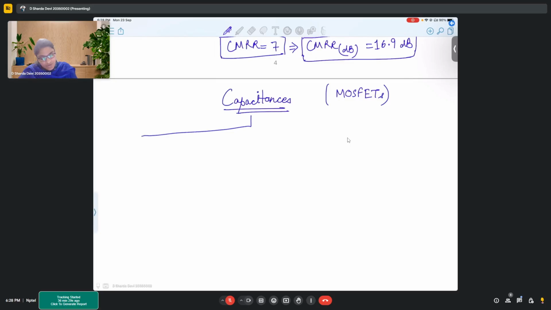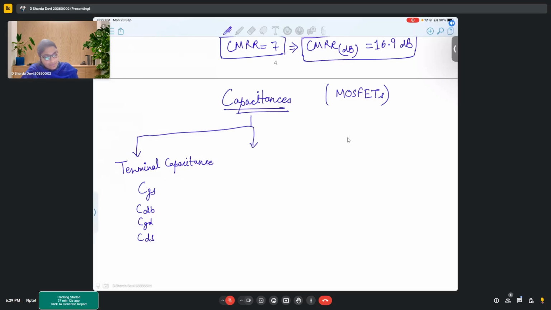Okay, so one part is the terminal capacitance. Terminal capacitance means these are the capacitances which you can measure by probing them. So these can be measured externally by probing them. That's why these are called terminal capacitances. And these are the capacitances that we have used till now. That is CGS, CDB, CGD, CDS. So these all are terminal capacitances, right?